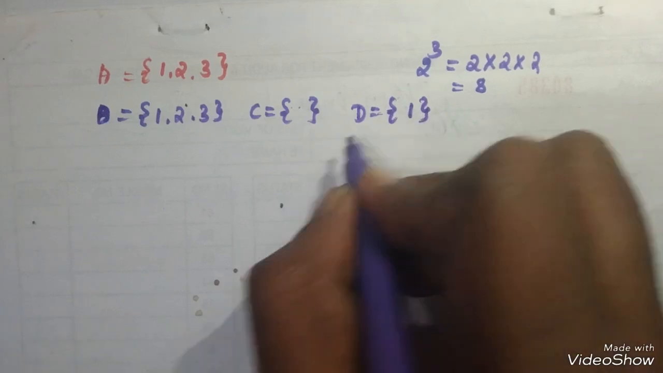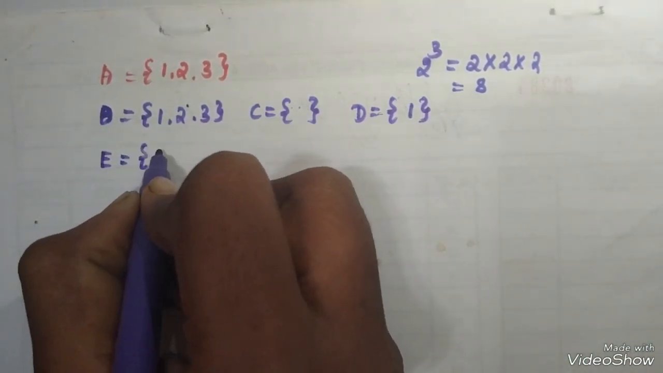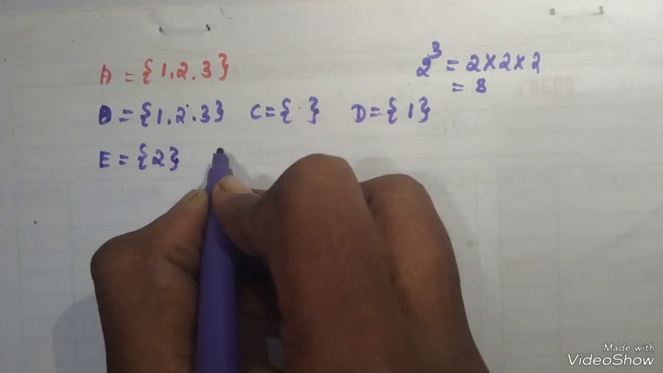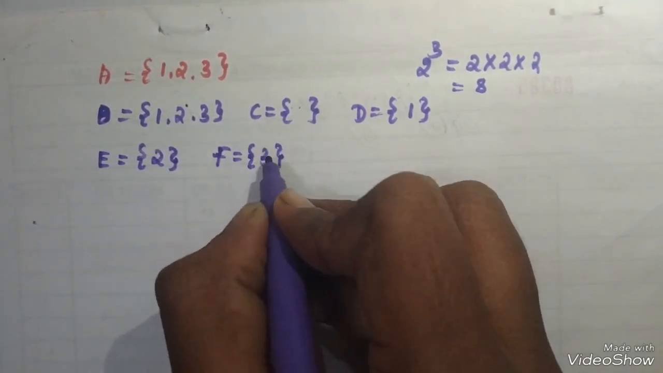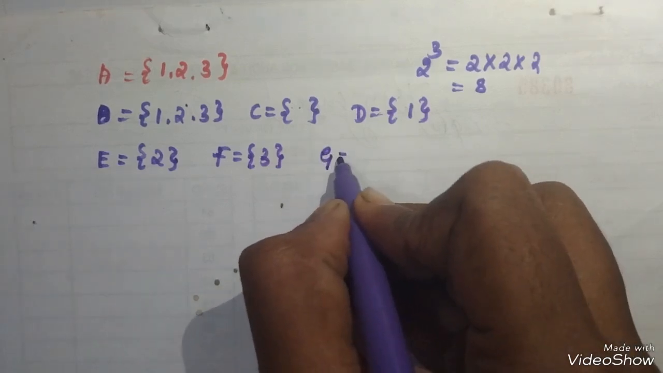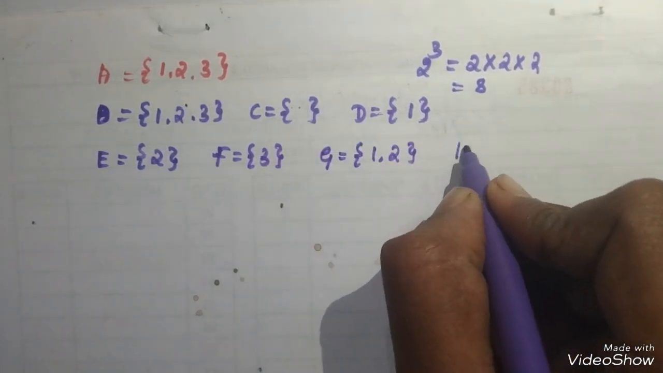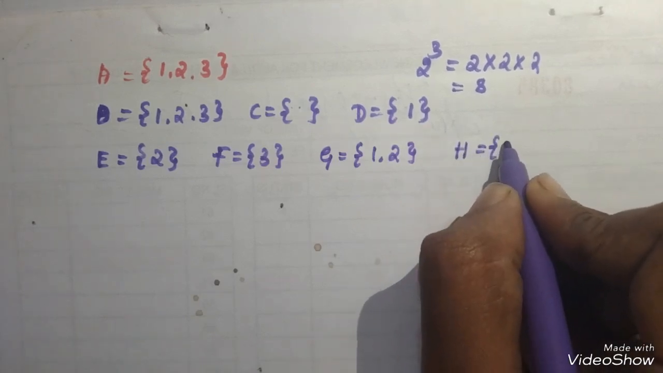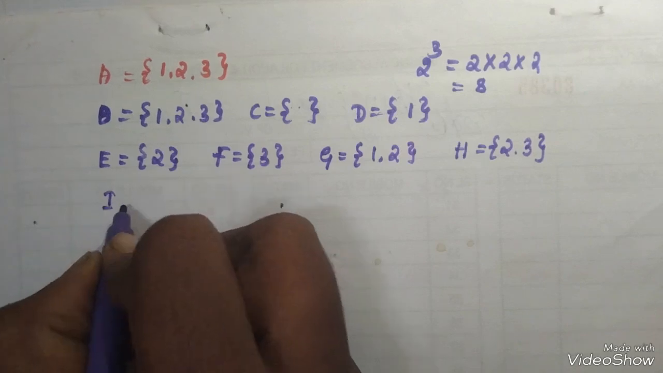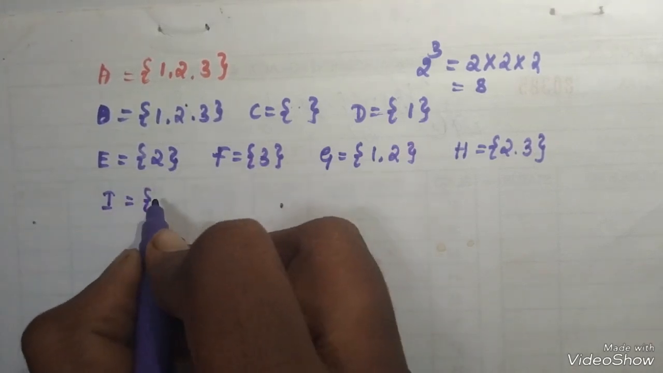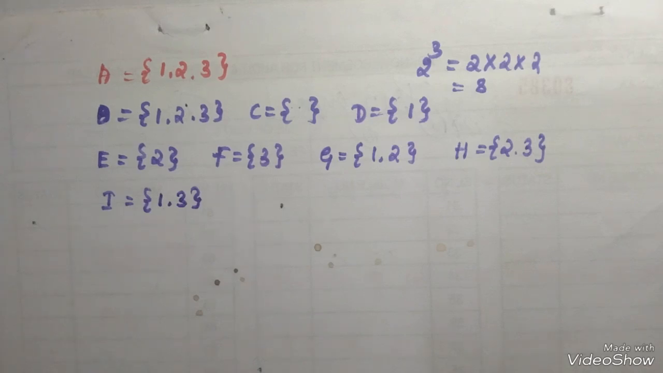1. It is also a subset. E. The element 2. F. 3. Then consider 2 elements: 1, 2. Again 2, 3. Then 1, 3. Okay. How many subsets are there?